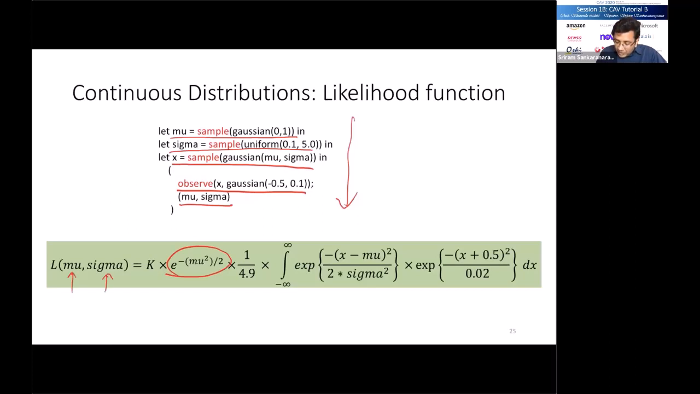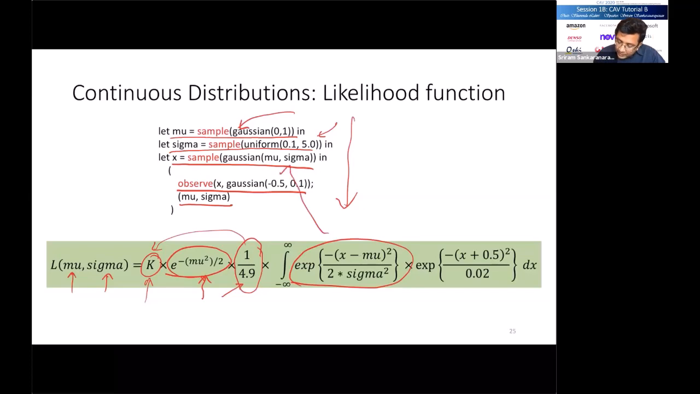Well, first of all, what's the likelihood of sampling a value mu from this Gaussian? That's this, with some unknown constant k. I'm going to absorb all constants here because I don't want to write the 1 over square root 2 pi and so on. You can write a similar value for sigma. I'm showing it here because it's 1 divided by 4.9, though it should naturally be absorbed into this constant. What is the probability of sampling an x from mean mu, standard deviation sigma? What is the likelihood of passing this observe?